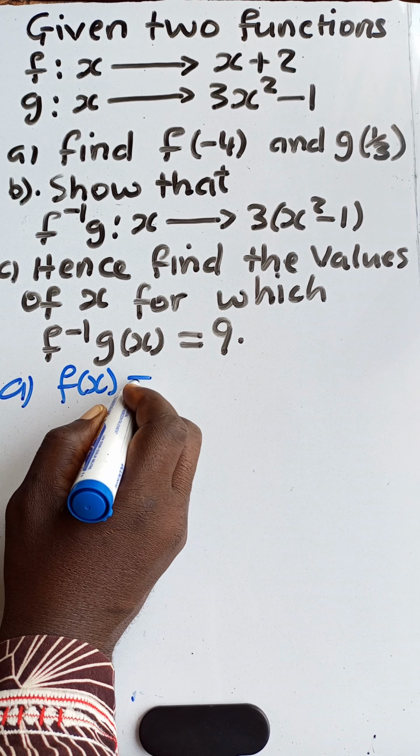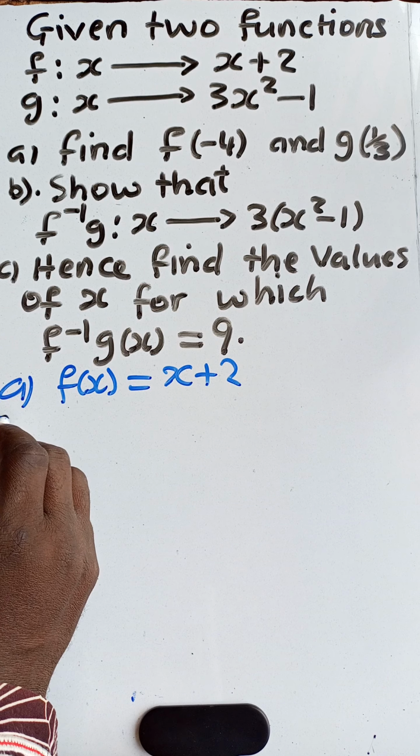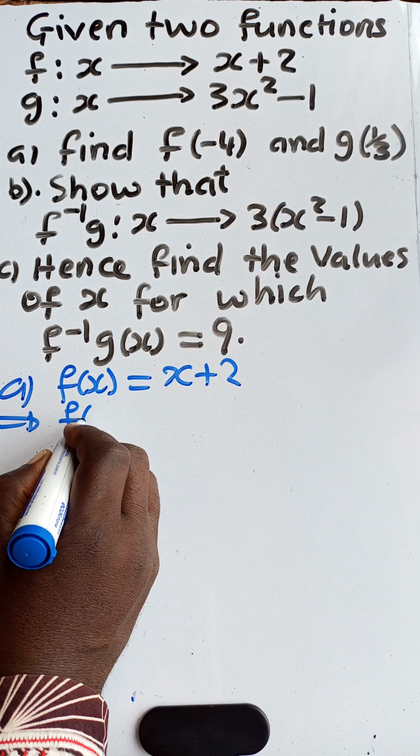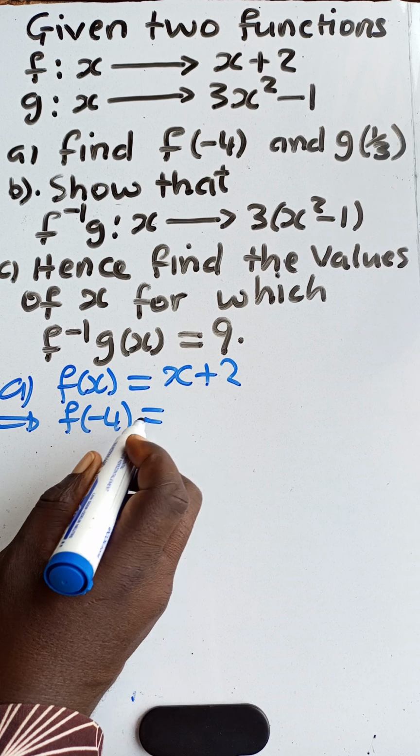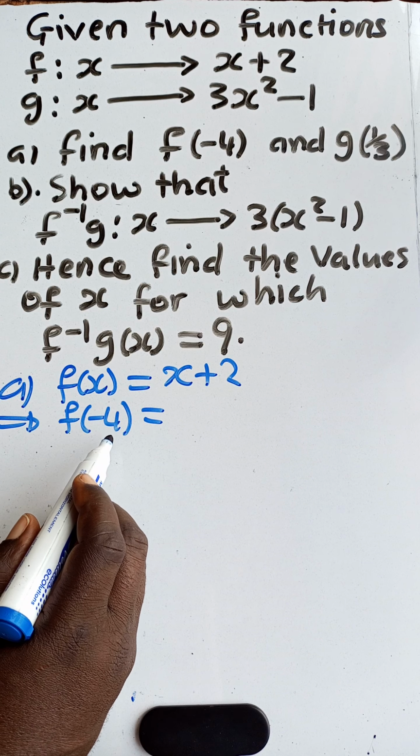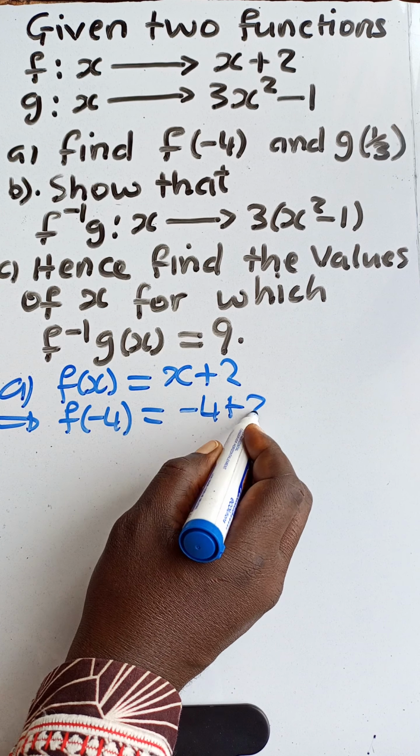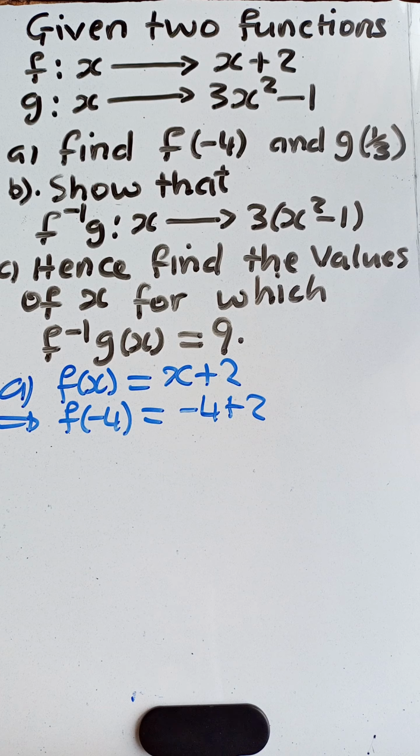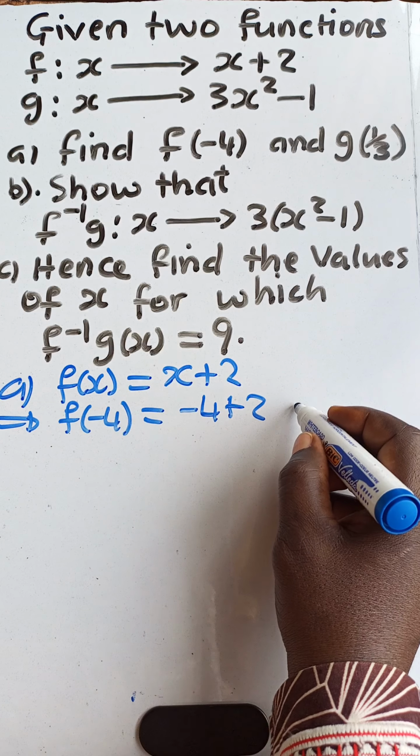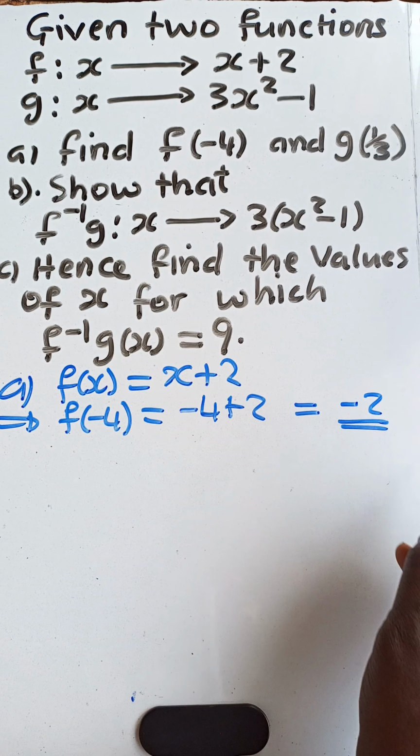The function f of x is x plus 2. This means, therefore, that f of negative 4, all we have to do is to replace x with negative 4 in that expression. So we have negative 4 plus 2. All right, this simply gives us negative 4 plus 2 is negative 2.